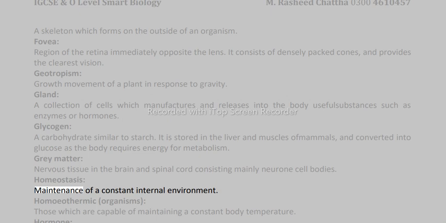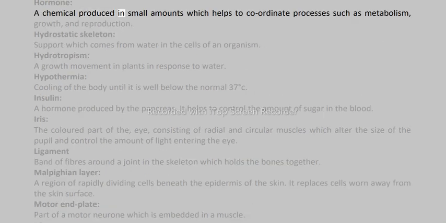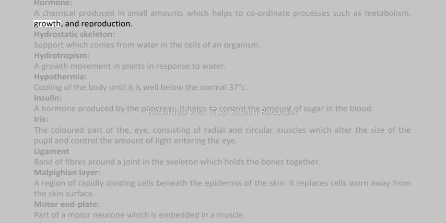Homeostasis, maintenance of a constant internal environment. Homeothermic, organisms which are capable of maintaining a constant body temperature. Hormone, a chemical produced in small amounts which helps to coordinate processes such as metabolism, growth, and reproduction. Hydrostatic skeleton. Support which comes from water in the cells of an organism.